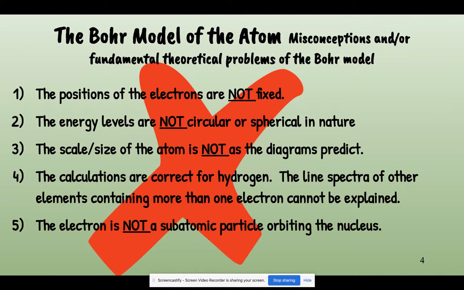Problems with the Bohr model of the atom are that the position of the electrons is actually not fixed. The energy levels are actually not circular or spherical in nature, as that picture suggests. The scale and the size of the atom is not as the diagram predicts. Calculations, although they're correct for hydrogen, don't explain any other atom that has more than one electron. So not very useful in that respect. And the electrons are not subatomic particles essentially orbiting the nucleus.